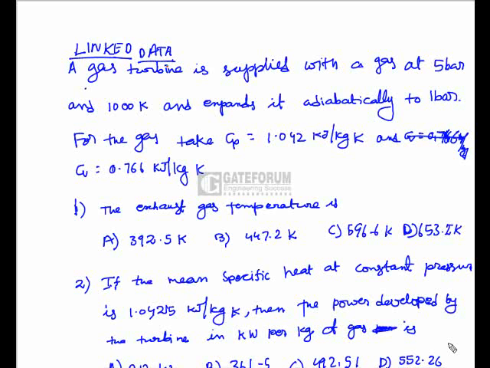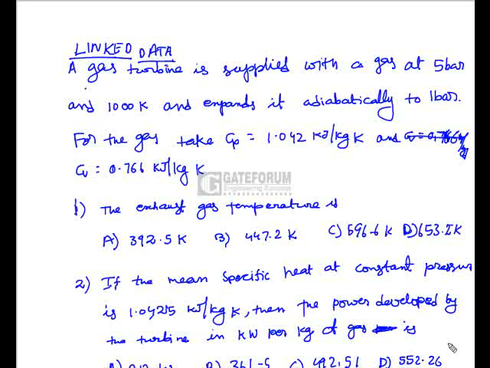A gas turbine is supplied with a gas at 5 bar and 1000 Kelvin and expands it adiabatically to 1 bar. For the gas, take Cp equal to 1.042 kilojoule per kg Kelvin and Cv equal to 0.766 kilojoule per kg Kelvin. It is a linked data question. It consists of two questions and the second question's answer depends on the first question's answer.